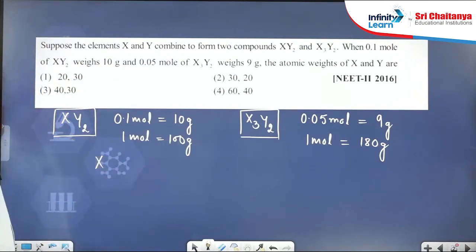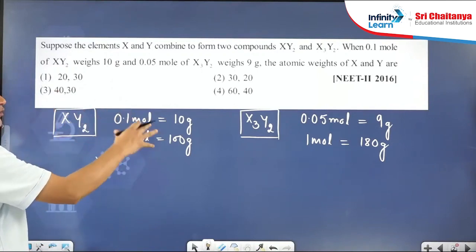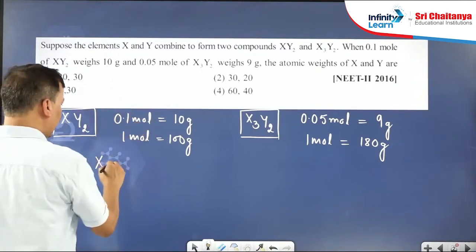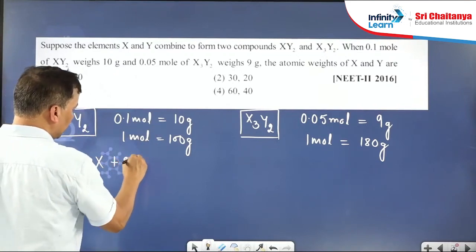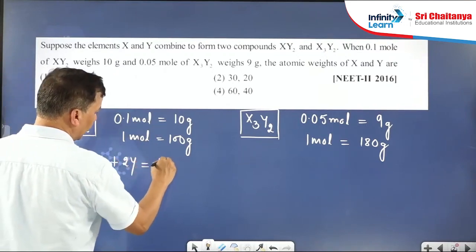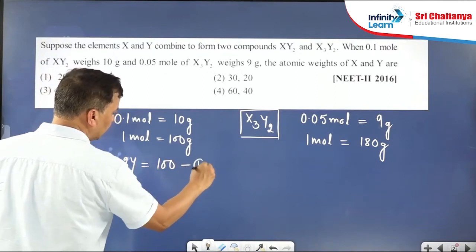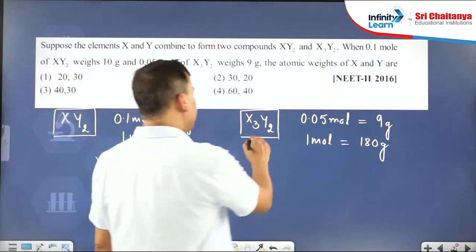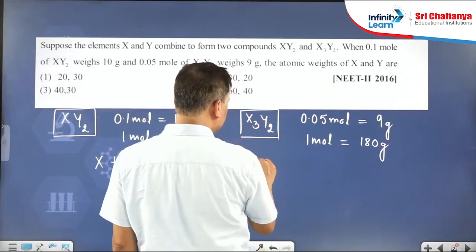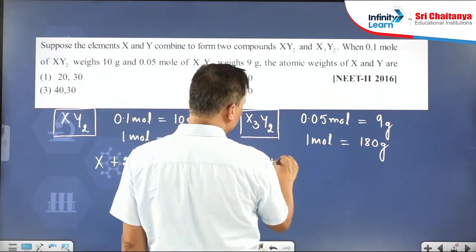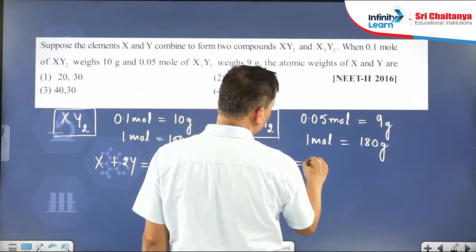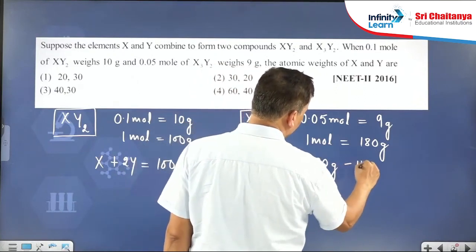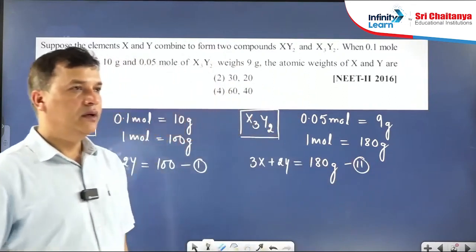I am taking X as the atomic mass of X and Y as the atomic mass of Y. Then X plus 2Y is equal to 100 gram. Please tell me, is that clear or not? In the same manner, here it is X3Y2, so this is 3X plus 2Y, and the mass of this will be 180 gram. Please confirm, yes or no?